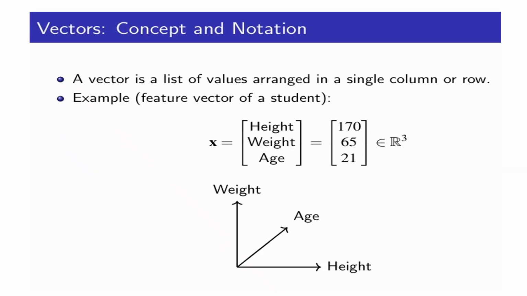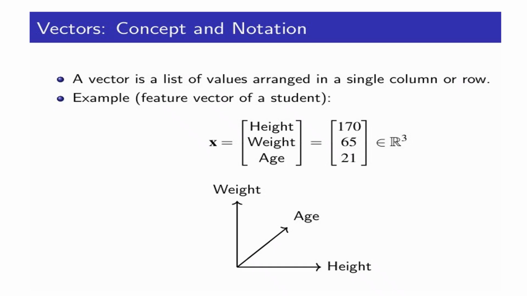So a vector is a list of values arranged in a single column or a row, right? This is an example of a vector. Here we have three features: height, weight and age. So it is represented as a vector. Within the square brackets we have represented the values of height, weight and age. 170 corresponds to the value of height, 65 corresponds to the value of weight, and 21 corresponds to the value of age, right?